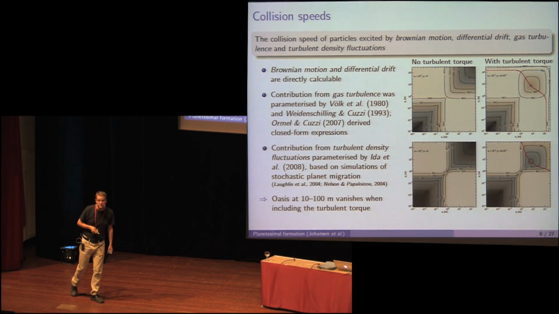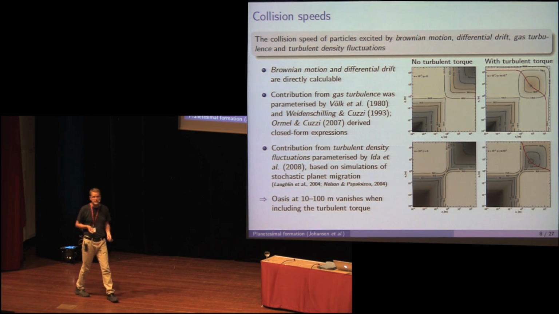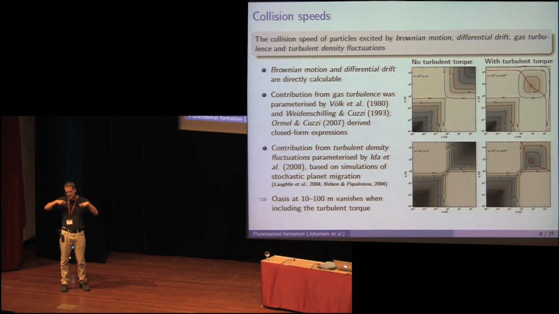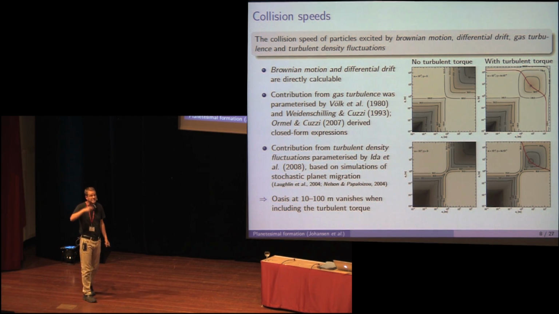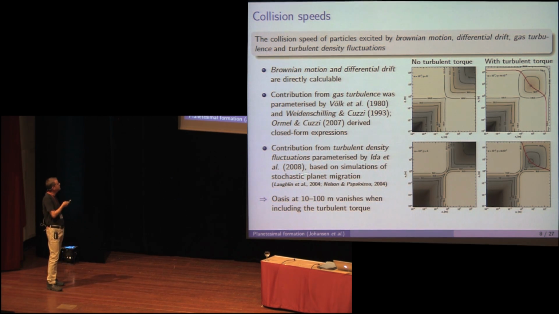However, we need to revise this, and that's what we are proposing in our review also, because the contribution from turbulent density fluctuations is not included here, it's included here. This effect was parameterized by Ida et al. 2008 based on the realization that turbulent gas also has density fluctuations, and the gravitational torque from those density fluctuations can give significant eccentricities and collision speeds. This is actually inspired by simulations of stochastic planet migration, but then applied to smaller bodies.